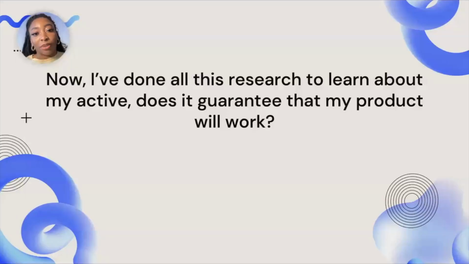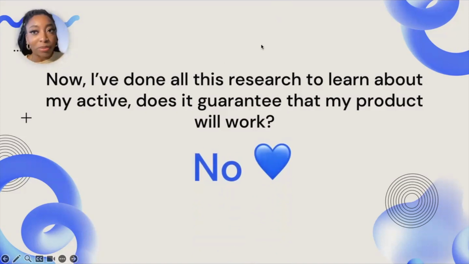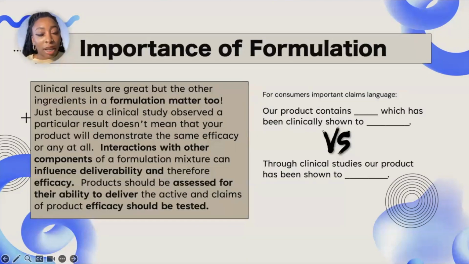So now you've done all this research to learn about your active and characterize your active. You've looked at the clinical trial data. You've pulled the suppliers' brochures. You've looked at the chemical characteristics and the stability to ensure that it's properly stabilized and in the right form. That means that you'll have a functional product, right? And the answer to that question is no. No, it does not. And this brings us to the importance of the individual formulation.